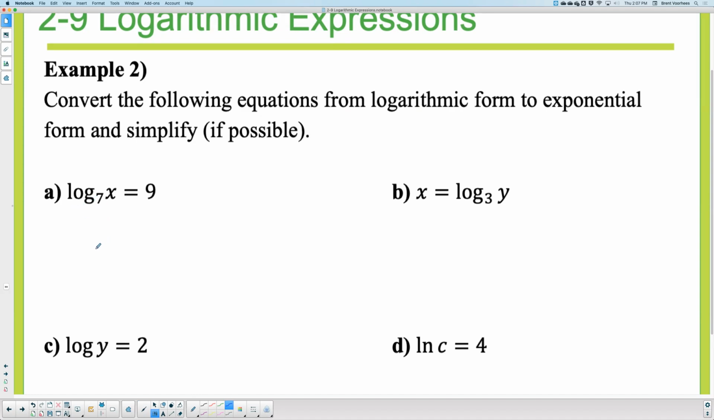So what's my base? 7. What's the power? 9. 7 to the 9th equals x. Now, I don't know what that number is off the top of my head, but I'll let you type it in. That's going to be a very large number. 7 raised to the 9th power is going to be extremely large. That's 7 times 7 times 7 times 7 times 7 times 7 times 7 times 7 times 7.